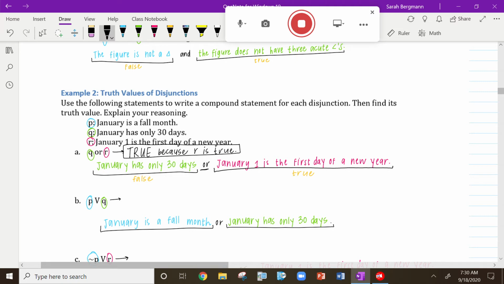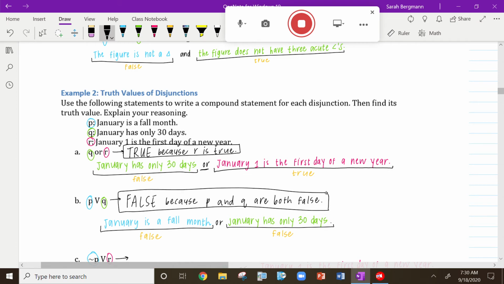Next, we have P or Q. Let's talk about the truth value. January is a fall month. This is false. Or January has only 30 days. This is false. Since both are false, we'll say the overall statement is false because P and Q are both false. Remember, one of them would have to be true in order for it to be true.